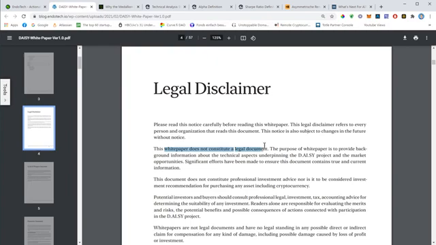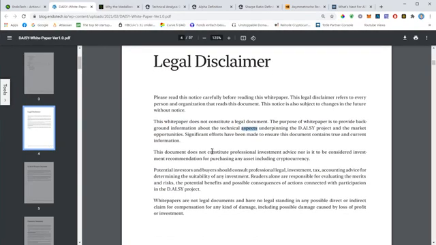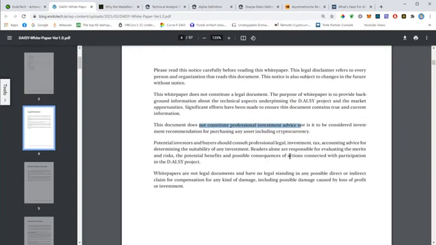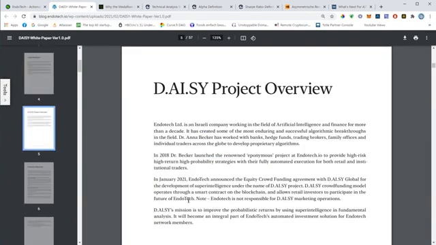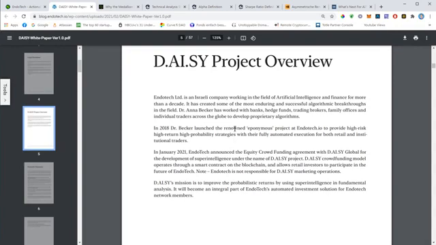The legal disclaimer is pretty much standard. This white paper is not a legal document. It only provides background information about technical aspects, and it's not professional investment advice. If you want professional legal, investment, tax or accounting advice, then contact your financial advisor.